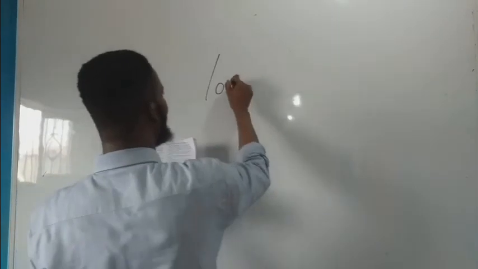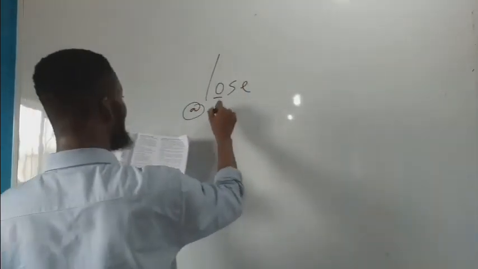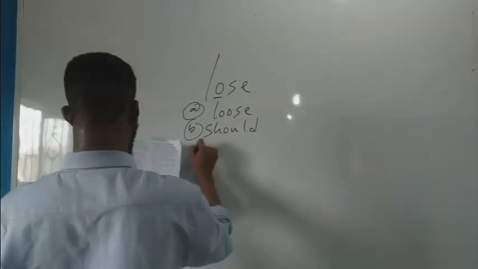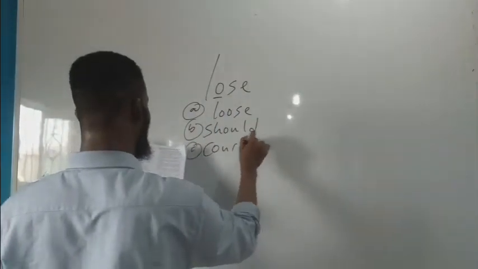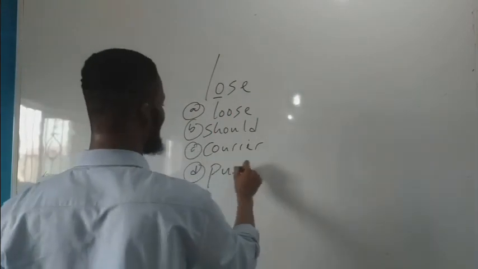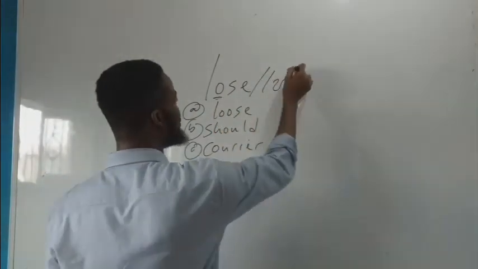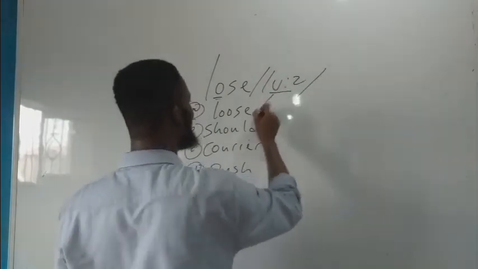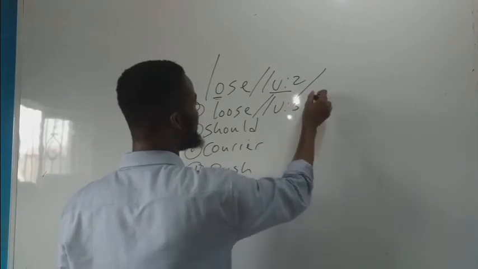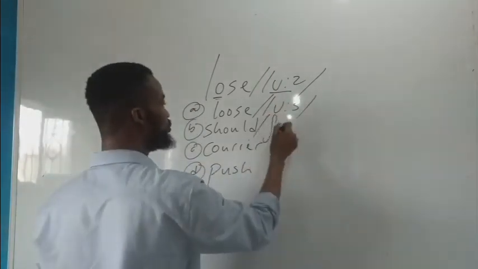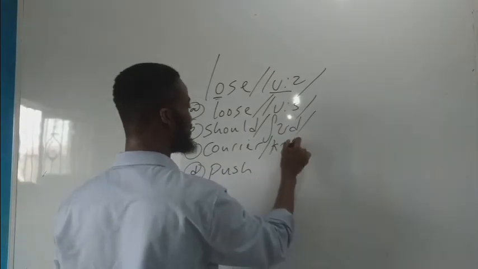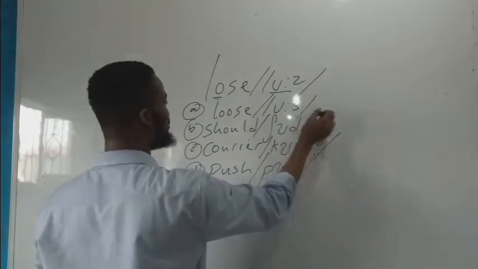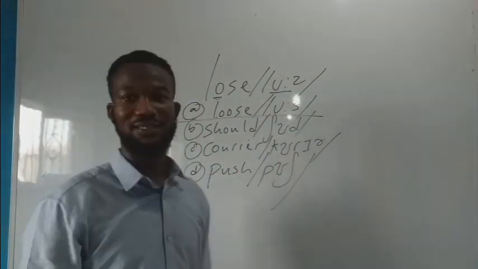The third question, we have L-O-S-E, and this is underlined. Option A, we have L-O-S-E. B, we have this. Option C, we have C-O-U-R-I-E-R. And option D, we have P-U-S-H. This one is a short O sound. This is pronounced, a long O sound. Lose, long one. This is also a long O sound, but it's with an S sound. This is called should. This is pronounced as career, and this is called push. So this is what we are looking for. This is where the answer is.